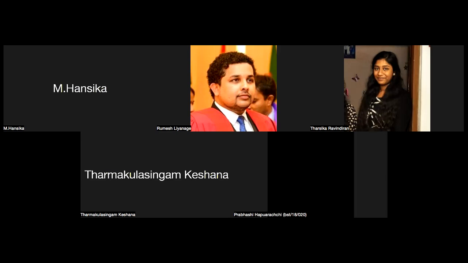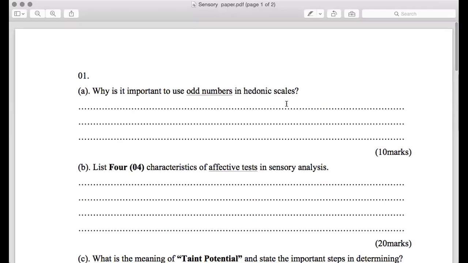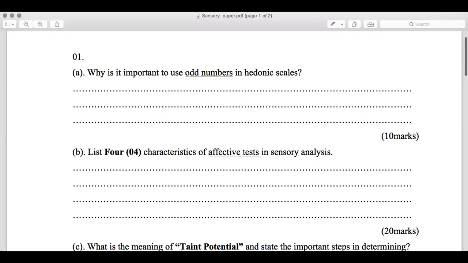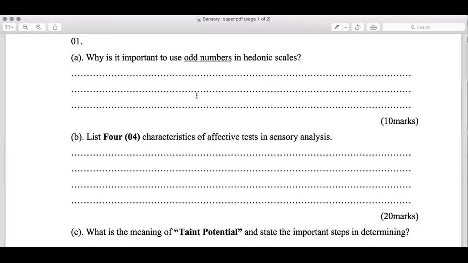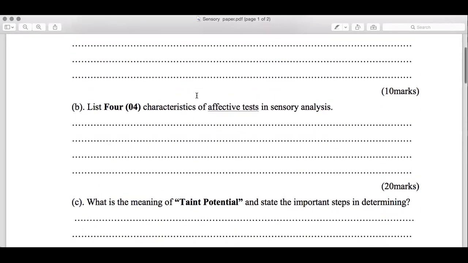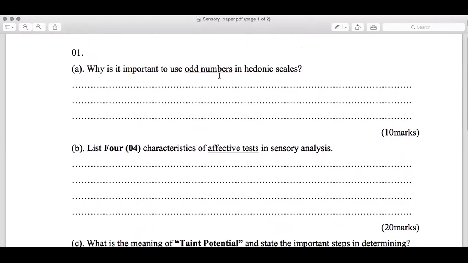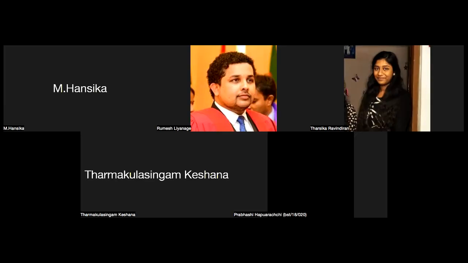Can you see the screen now? This was last year's paper, right? There are some structured questions, about 10 potential odd numbers asked. So I suppose that you don't have questions now.